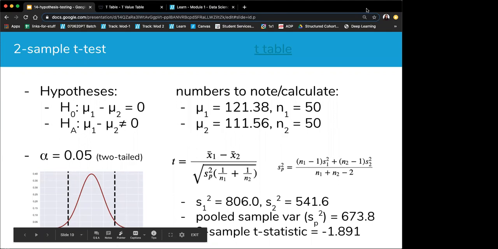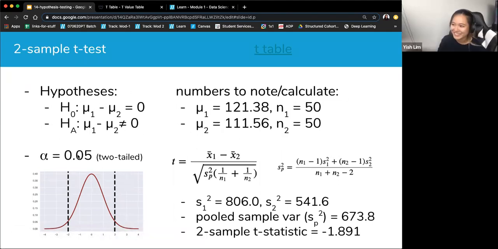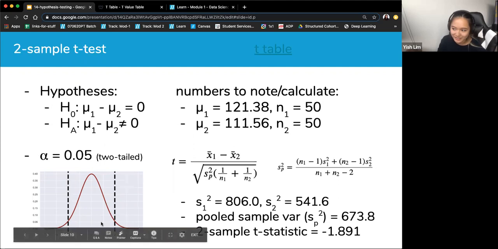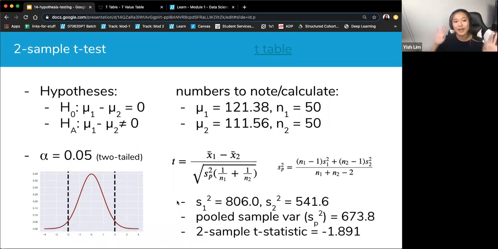Okay. All right, so we have our hypotheses, and then we have our usual alpha of 0.05. Just to remember, it's a two-tailed test. This diagram doesn't really say anything right now, but it's just to show that we're looking at rejection regions or critical values at either side of the curve.